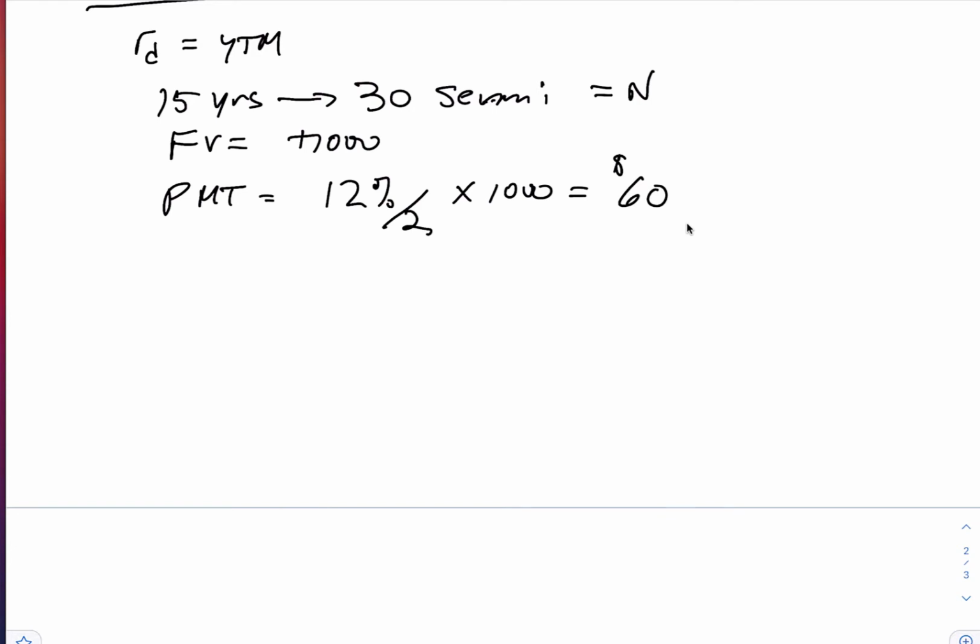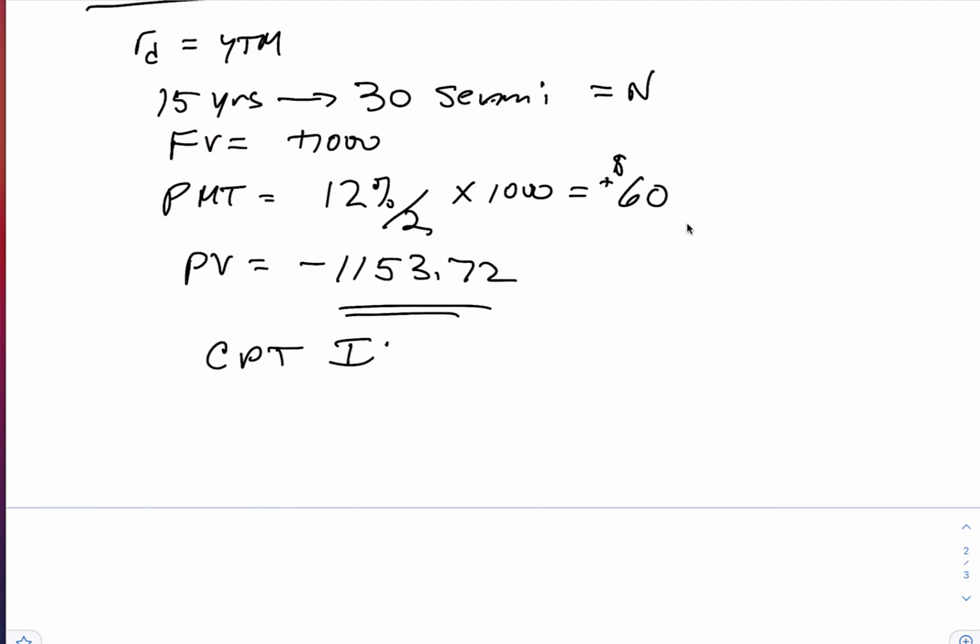The present value is minus 1,153.72. That's the price of the bond today. And so what we're going to do is keep track of these signs here. We're going to put the future value, we're going to get $1,000 back. We're going to get $60 from this bond. And we have to put a negative sign in, so we have to pay for the bond, so to speak. And so that's $1,153.72.